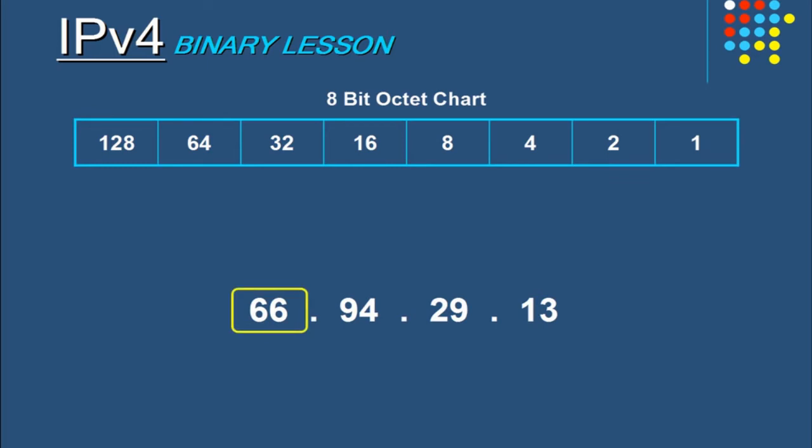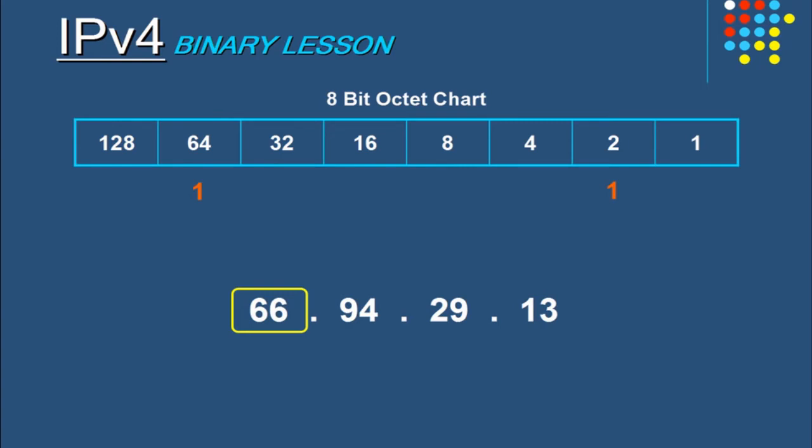So how do we get a binary number out of 66? First, you look at the octet chart, and you would put 1s under the numbers that would add up to the total of 66. So you would put a 1 in the 64 slot. So now you already have 64, so we need 2 more. So let's put a number 1 in the 2 slot.